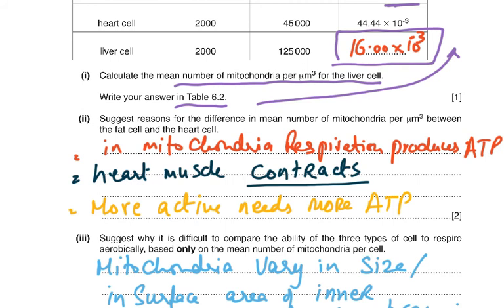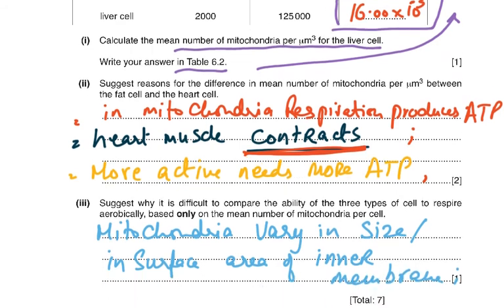No, energy is released. So for mitochondria, you cannot be writing what you wrote in O levels. So in mitochondria, respiration produces ATP, heart muscle contracts. The word contracts has been underlined. If it has been underlined, it means it's an essential mark scheme word which you must use. That's another point. And more active needs more ATP. If there's more muscular activity in a certain organ, then that will require more ATP.